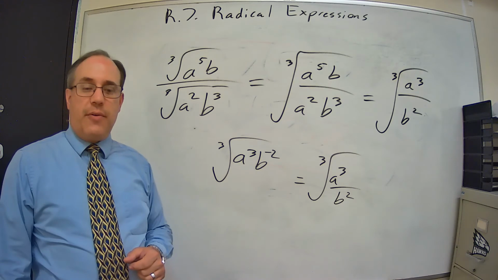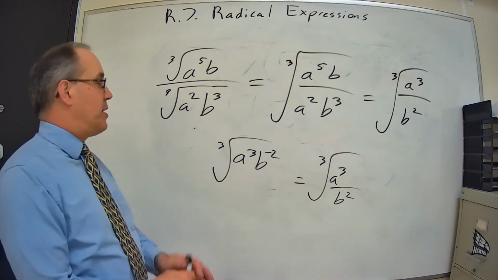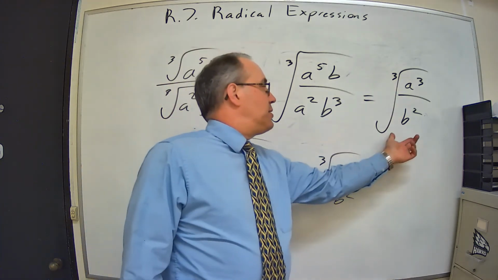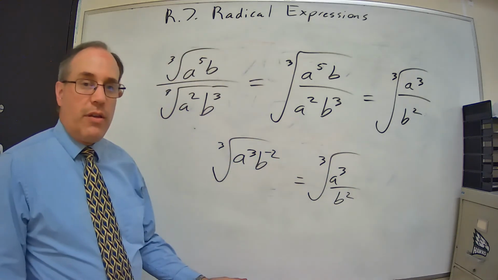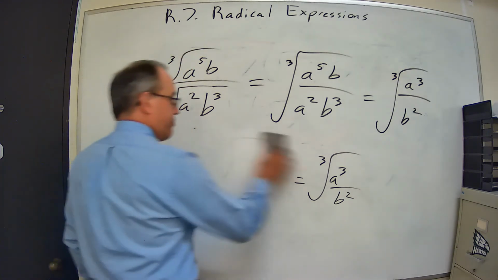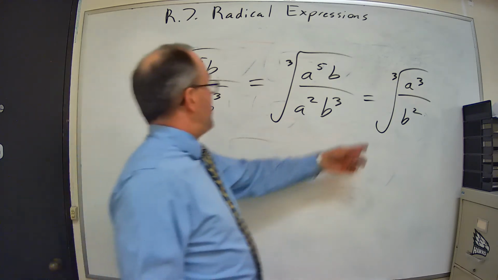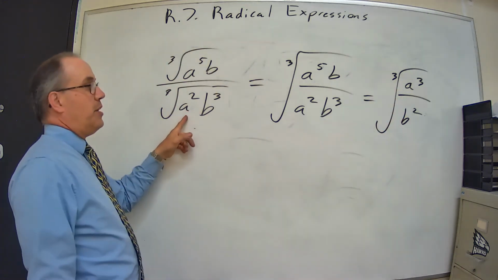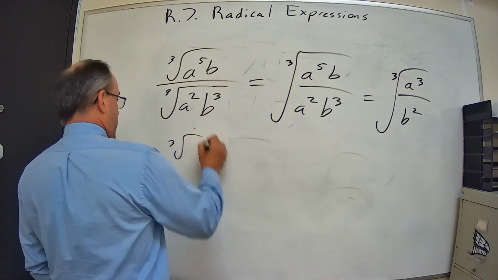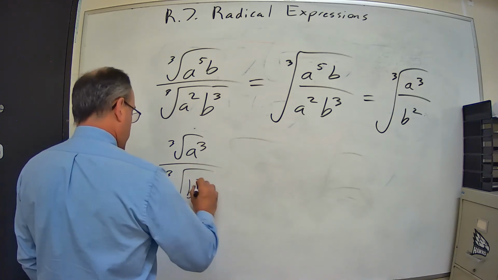So I just did that right there. But there's one more step that we may want to do with this. We're really looking at a radical in the denominator. And that we don't like. So I'm going to take it another step here and rationalize that, or take it 2 steps. I'll break it back up into the original pieces. So I'm going to make this the cubed root of a cubed over the cubed root of b squared.